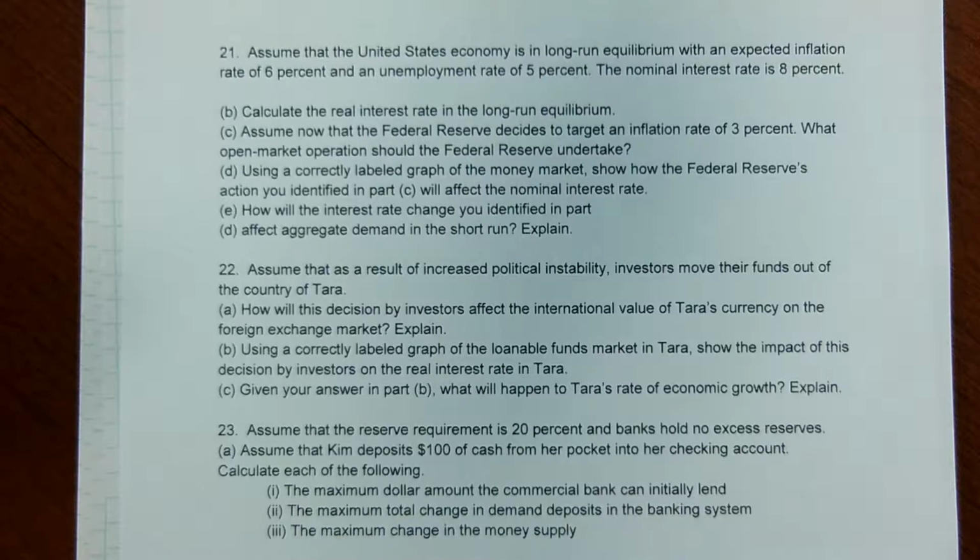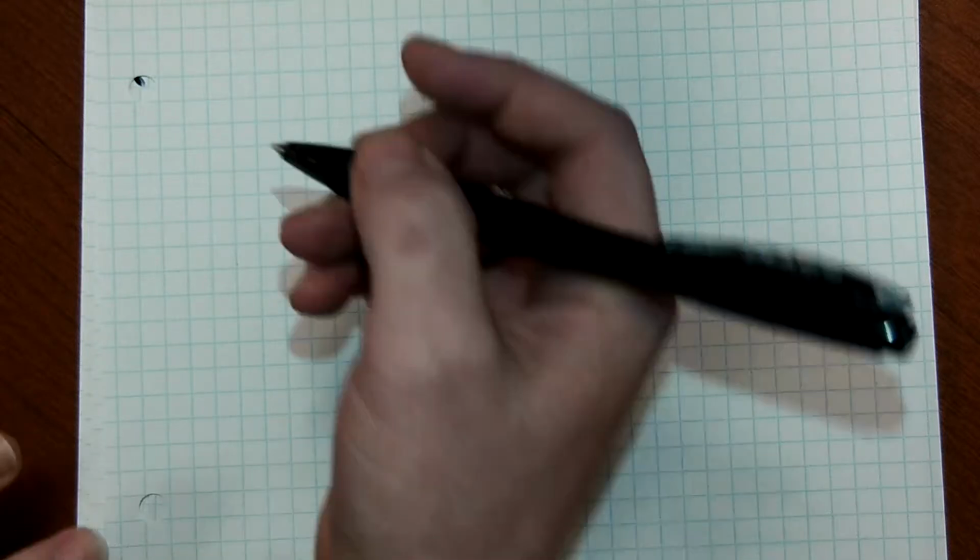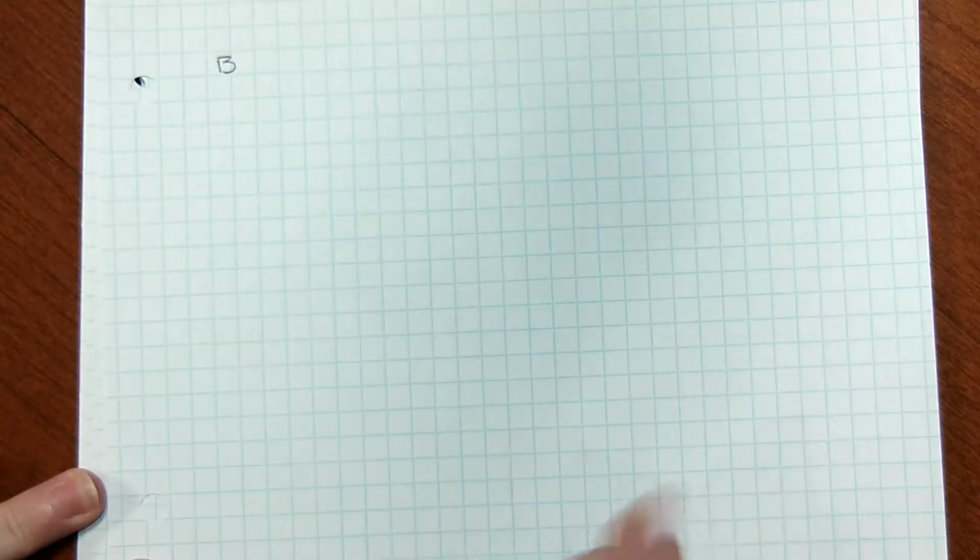My first task pops up right here in B. It says, calculate the real interest rate in the long-run equilibrium. All right, so I'm going to go ahead and move this out of the way. And I'm going to go ahead and label this B.